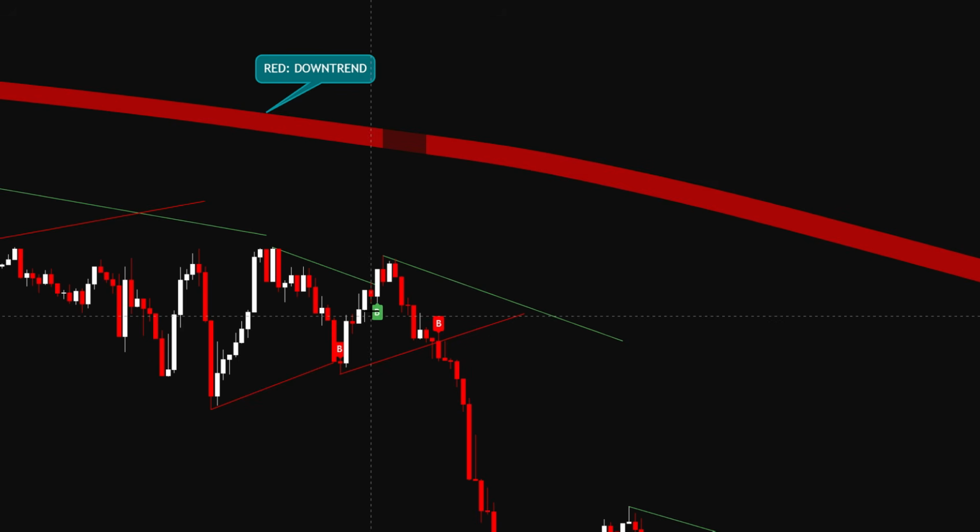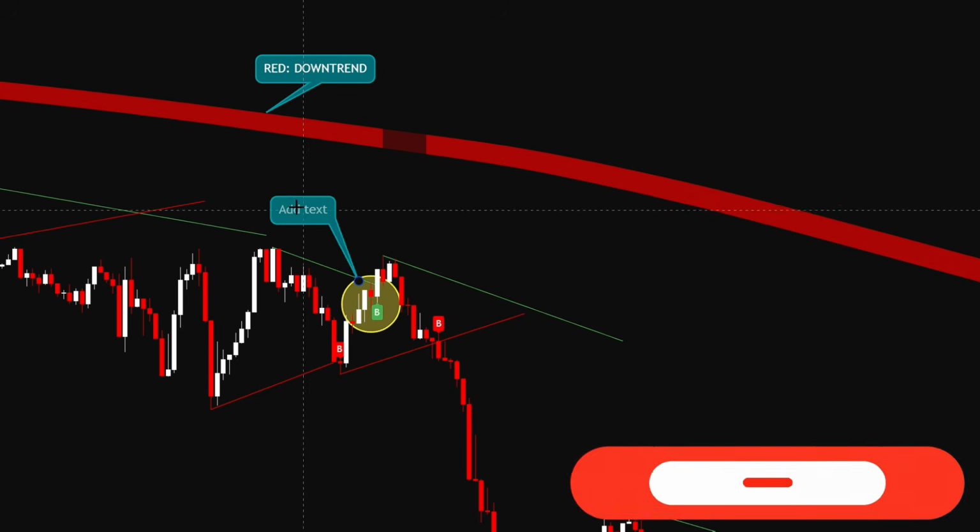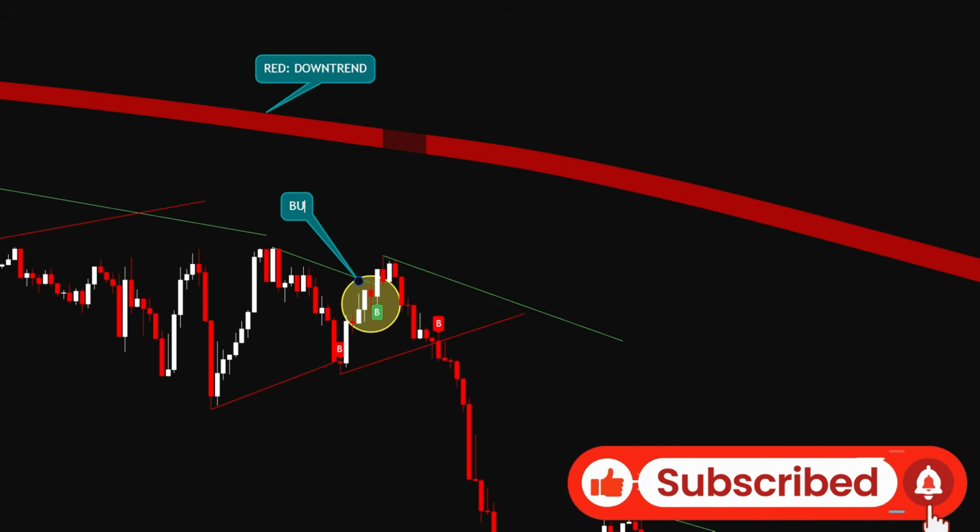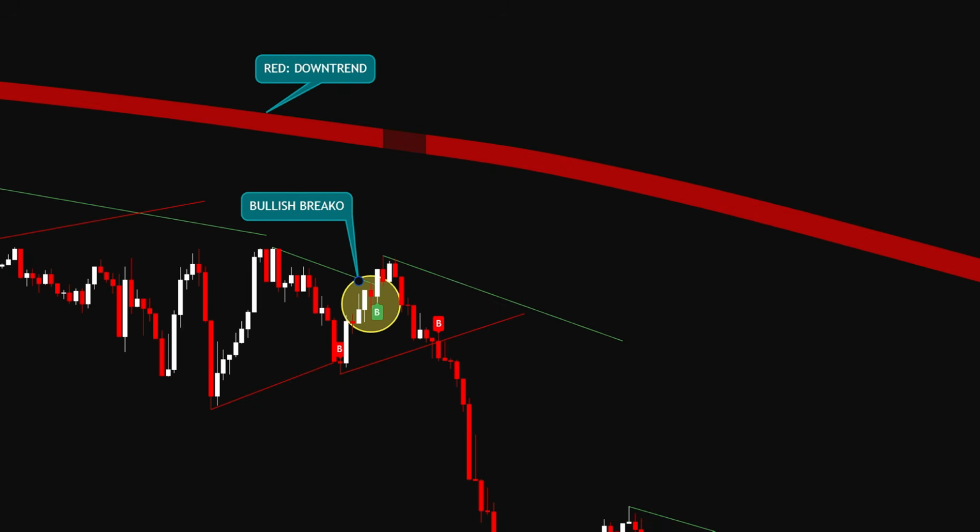Now check this. A bullish breakout from the trend line indicator. But wait, counter trend. Market bias says down, price is below the ribbon, and the indicator says buy. What do we do? Skip it. Easy. Don't overthink. Discipline. Only take signals that line up with the trend.